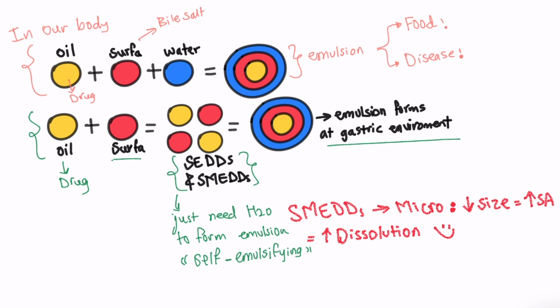The only difference between SMEED and SEED is that SMEED is micro in size. And remember, when the size is reduced, that means a higher surface area, and that leads to better dissolution. So SMEEDs are considered better than SEEDs. Now let's see the advantages of both SMEEDs and SEEDs.